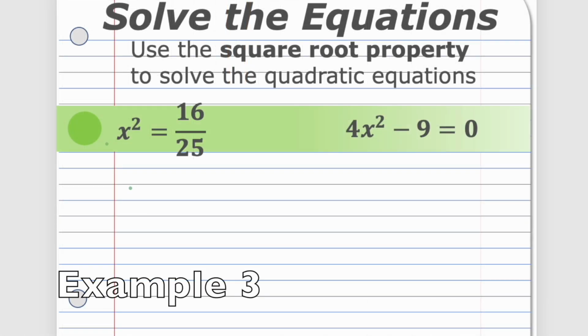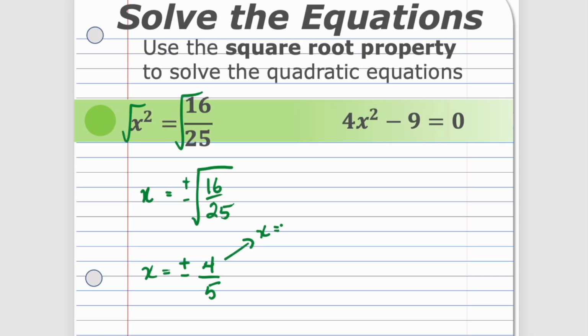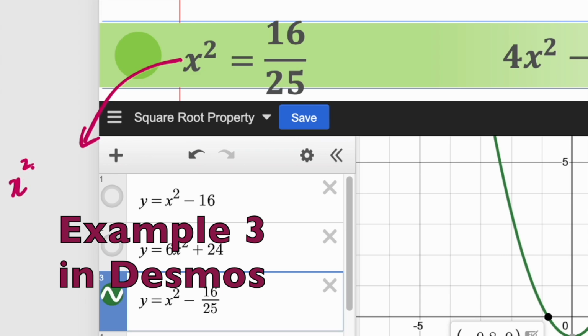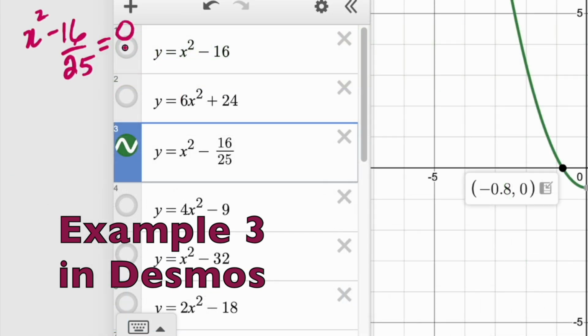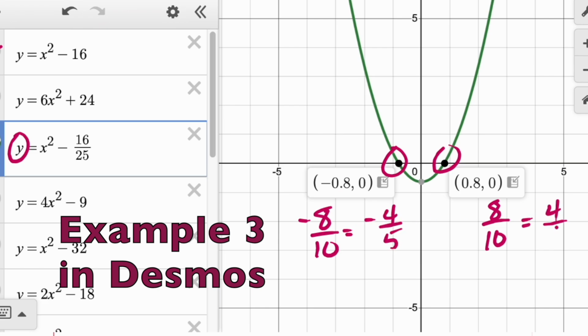For the next few questions, taking the square root of both sides, x equals plus or minus the square root of 16 over 25. x will be plus or minus 4 over 5. x equals positive 4 over 5 or x equals negative 4 over 5. But leaving your answer like that is fine. For this one, we'll subtract 16 over 25 and then replace the 0 with the y, and we get two x-intercepts, negative 8/10 and 8/10, which is negative 4 over 5 and 4 over 5.